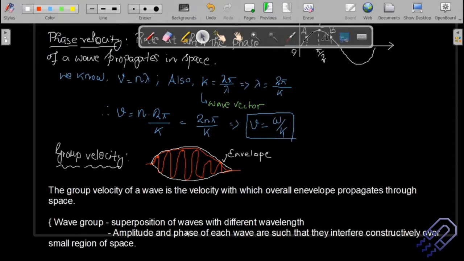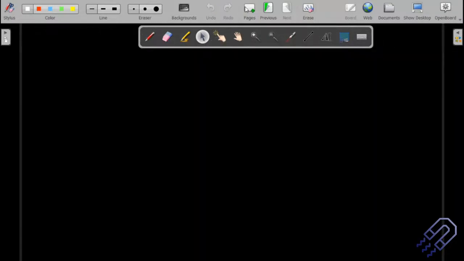But in group velocity, how many waves we are going to consider, that is going to be a difficult task. So what we do is, we're just going to consider two waves and find out what is their resultant velocity. And after that, we can iterate this to a number of waves, let's say n number of waves. We'll use the mathematical tool of limits. So we're going to do that now. So let's try doing it.